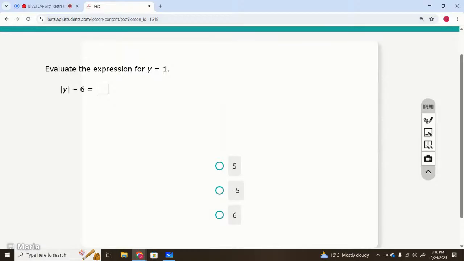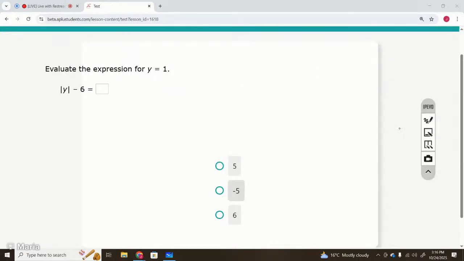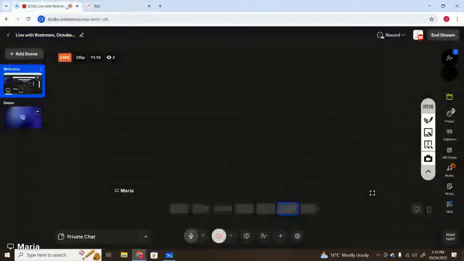Evaluate the expression for y equals 1. Absolute value of 1 minus 6. 1 minus 6 is negative 5. That is negative 5. Option number 2 is the correct option.